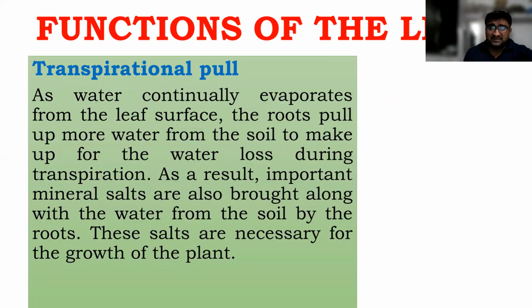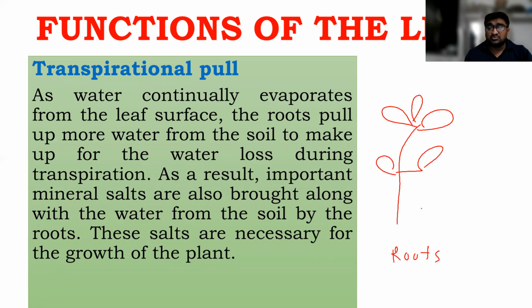Then the last one, that is the transpiration pull. Transpiration pull is very important for continuous transportation of the water and minerals from the roots to the top of the plant. So from the roots to the top of the plants, the continuous transportation of water and minerals is carried out, and for that purpose, the transpiration pull is very important. So what is the transpiration pull?